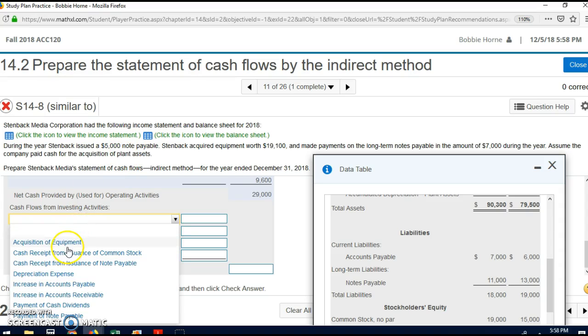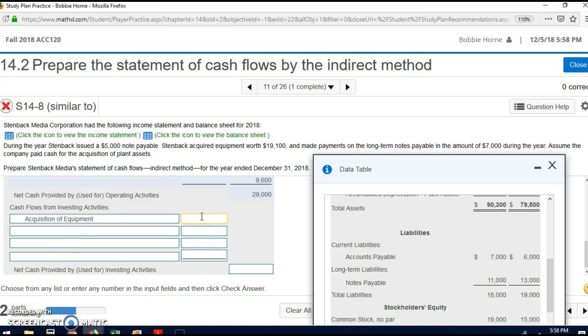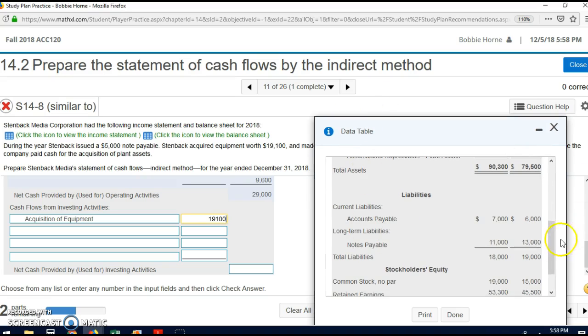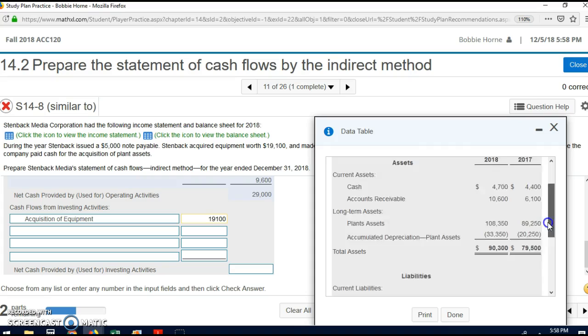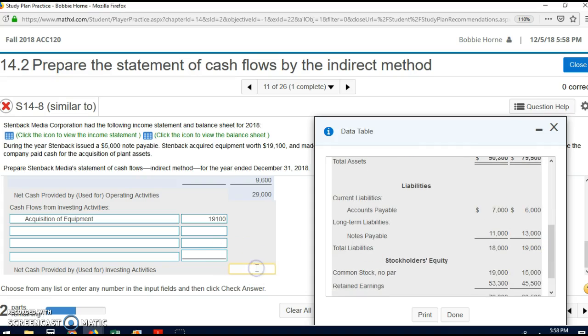Now for the investing section, it looks like we bought equipment, and it says assume the equipment was paid with cash. So we acquired equipment, and it cost us $19,100. And then I believe that's it. We don't have anything else. We didn't sell any. So the net cash, now we spent money, so I need to put parentheses around it. So it shows that we used cash. We did not receive cash.